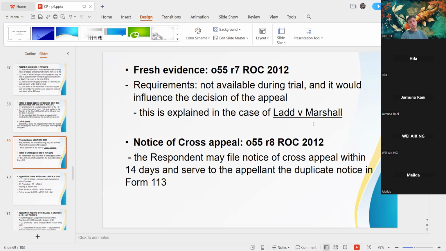Now we come to the notice of cross appeal. So the cross appeal is filed by the respondent. And then under Order 55 Rule 8, the notice of cross appeal has to be filed within 14 days and served to the appellant in Form 113.